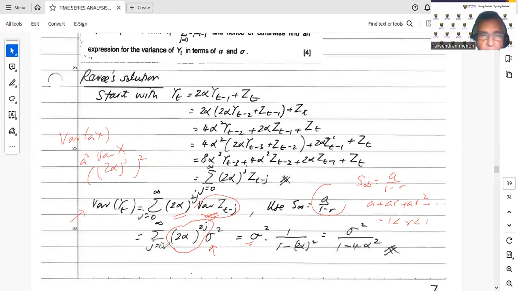So you start from 0 and plug in 0, we have 1. Then next you go to j equals 1, and we have 2 alpha squared. Then j equals 2, you have 2 alpha to the 4. So what is my common ratio here? My common ratio is 2 alpha squared. There you go: a over 1 minus r, 1 over 1 minus r, and we are done. Don't forget there's a sigma squared here.